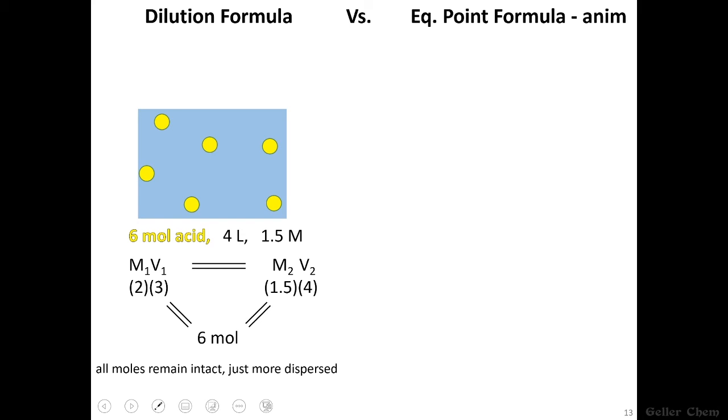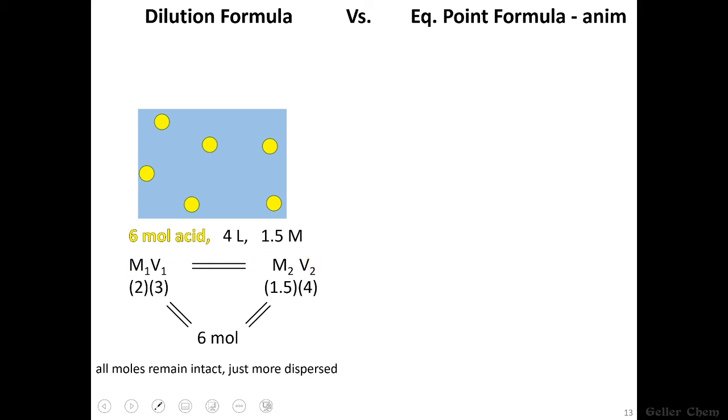And so when we first covered the dilution formula in this class, I showed you this kind of triangular equality. And that's why this formula works, because the moles haven't changed at all. It's just that the concentration has gone down because the volume has gone up. And so these two wind up being equal as well.